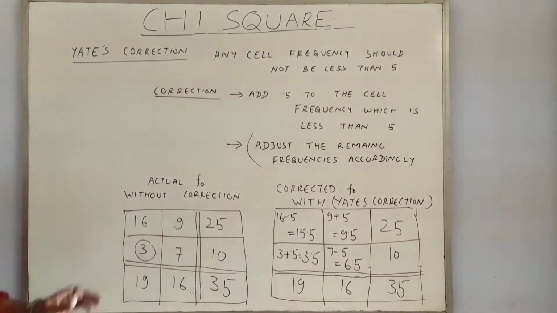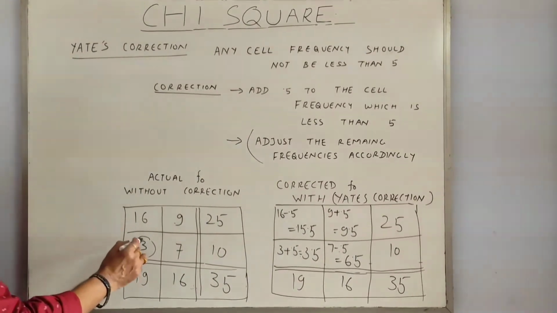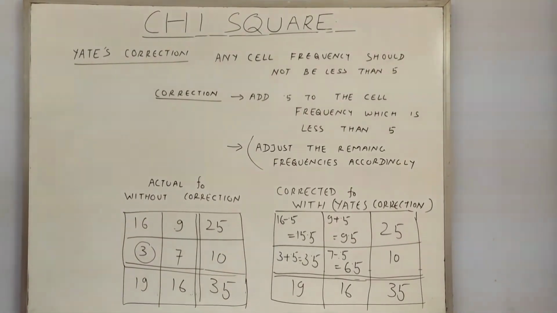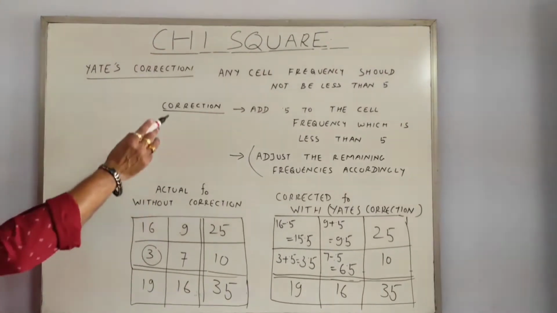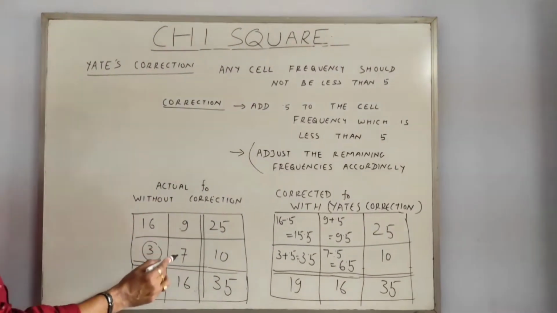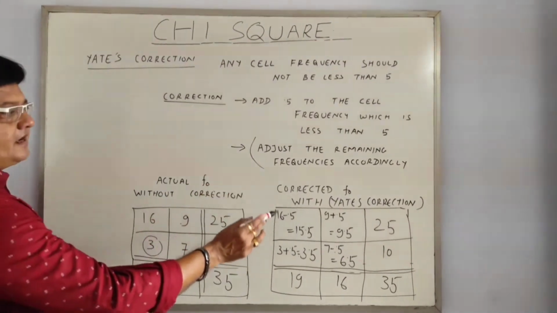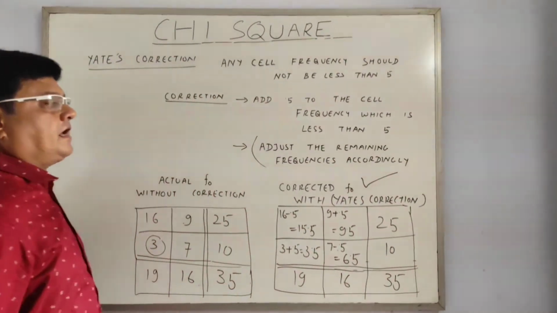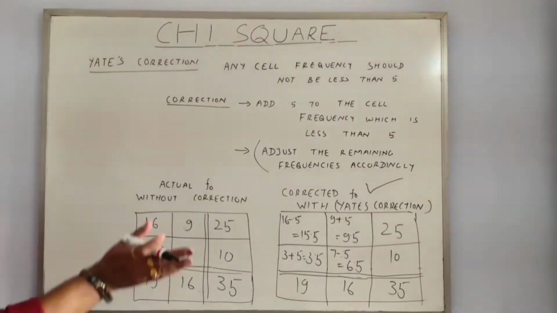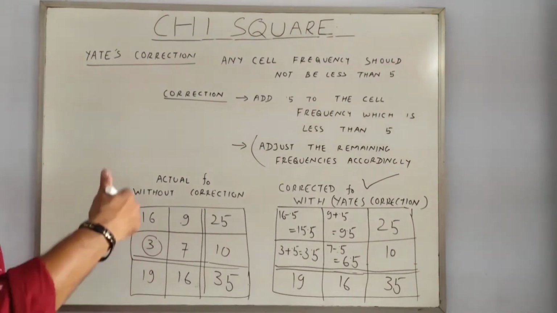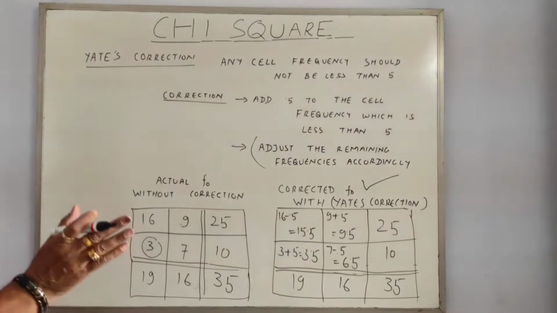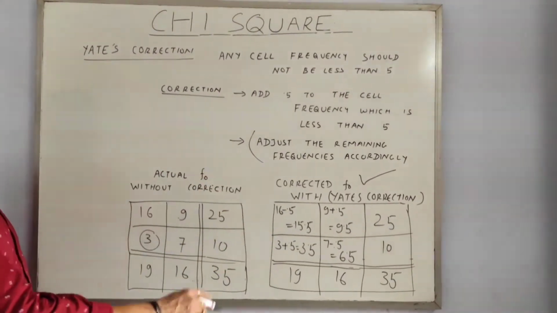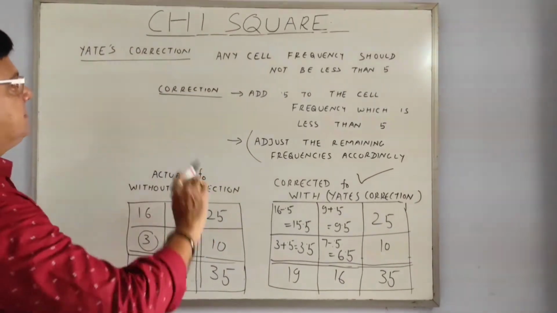So we have adjusted the remaining frequencies accordingly and we have added 0.5. It will give a clearer and more accurate picture. So this is Yates correction. You have the actual FO and then the corrected FO. You will be using this FO for your question, and FE you will find accordingly as explained in the earlier question. Then you will come to chi-square and then to the analysis part. So this will be the corrected FO. This is a small correction that Yates has given.